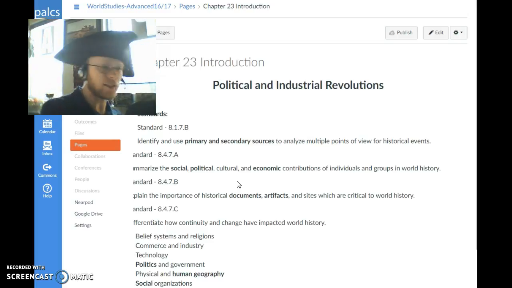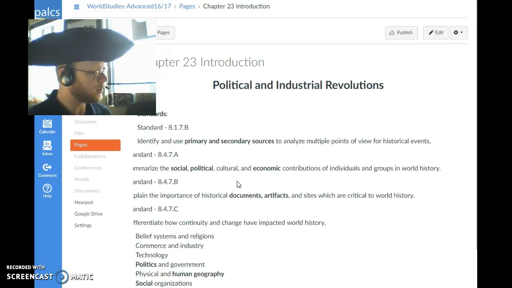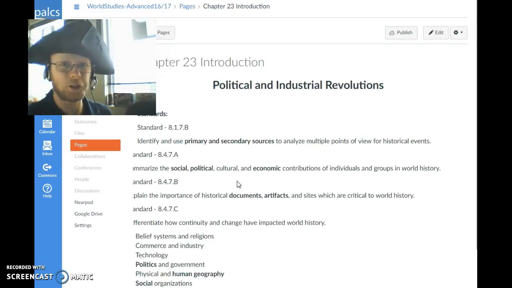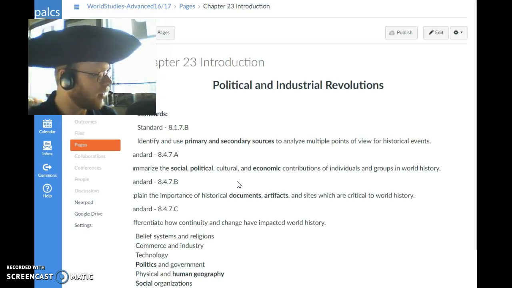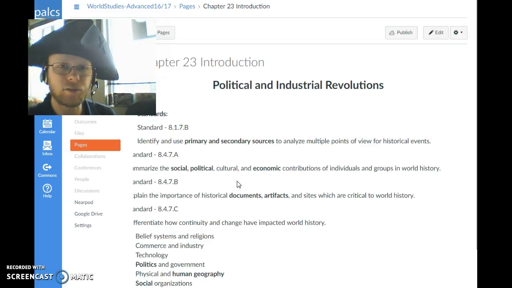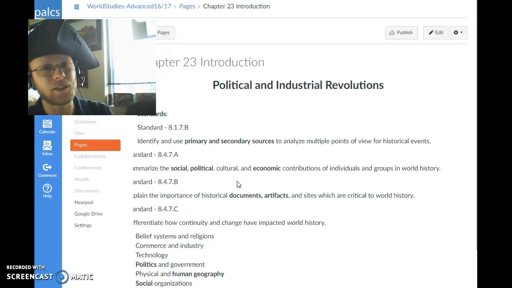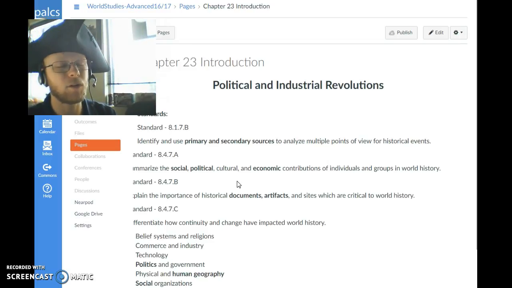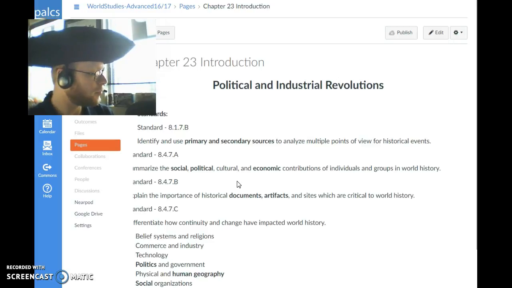I did not realize until very recently that Chapter 23 is one heck of a chapter. It's called Political and Industrial Revolutions, and that is a pretty extensive subject to cover because there were a lot of political revolutions, and the Industrial Revolution happened in multiple countries, so this is a pretty content-rich chapter.